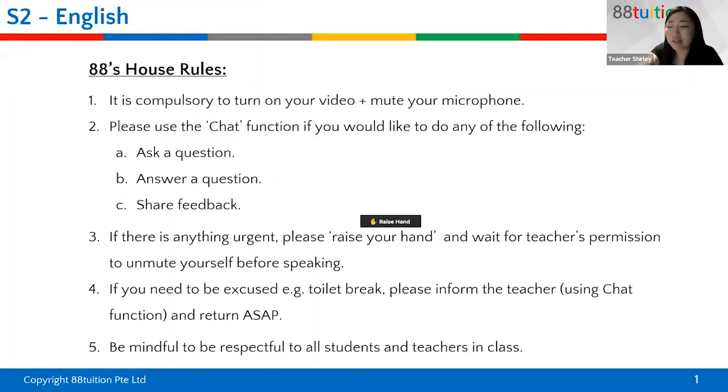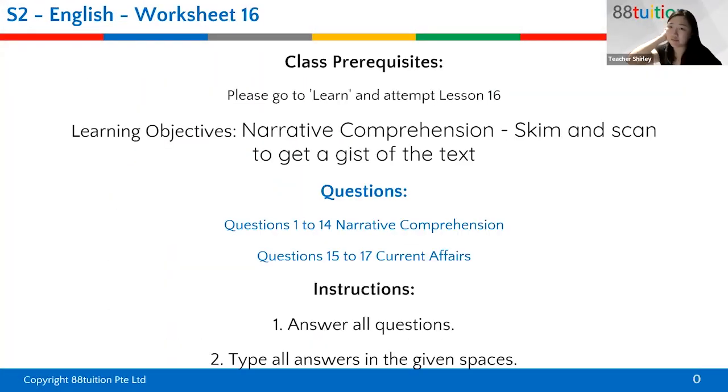Okay, so back to the learning objective of today. What we do here at 88 Tuition is that we will cover one component each lesson, because there are so many components in your O-level English paper, right? You have a total of 4 papers. Maybe I'll just quickly share with you since it's your first lesson.